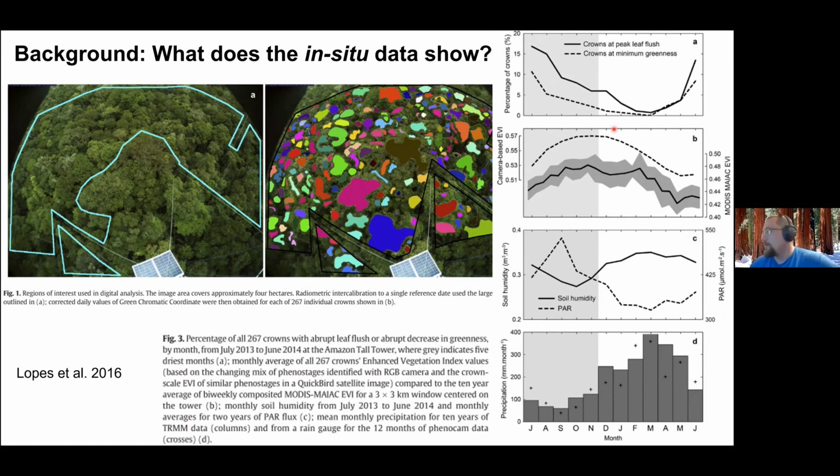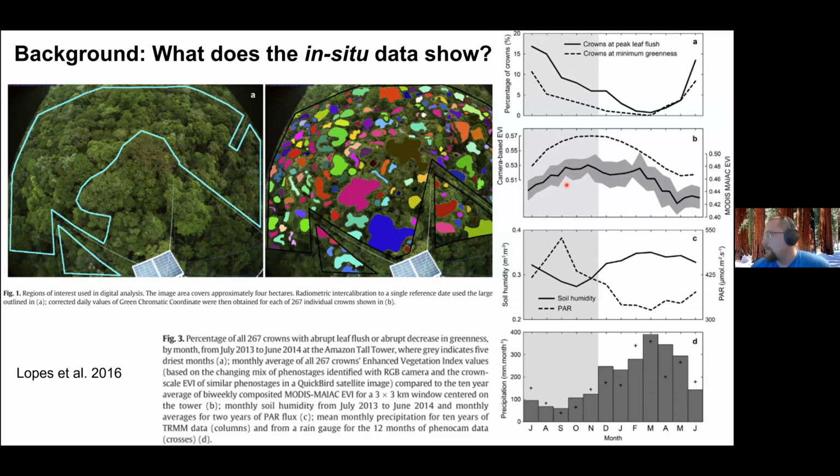I just want to point out in these figures on the right that they're starting the x-axis on July. So this is July to December, and it's shaded because this is the dry season. And if you look at this panel B, they're showing an increase in EVI from the camera and from MODIS MAIAC EVI. And remember, this MODIS MAIAC EVI is BRDF corrected. So they're seeing this green up at the site and in the MODIS data.